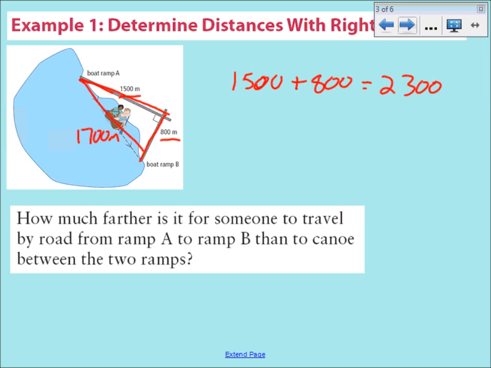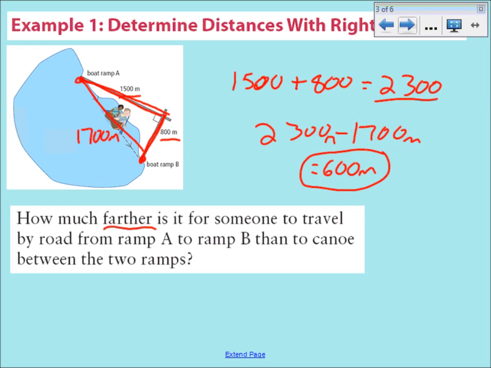So if they walked here, 1,500, here, 800, they get to this point right here. The question is, how much farther? Not how long did they walk or anything like that. So we use 2,300 minus 1,700 equals 600. So they've traveled 600 meters more than the person that traveled by canoe.